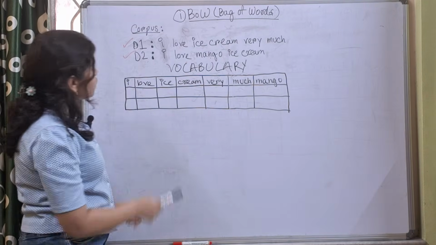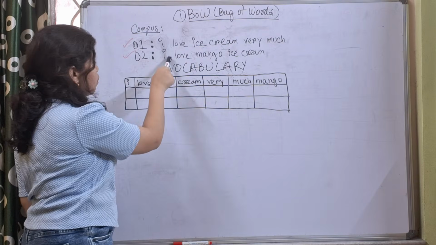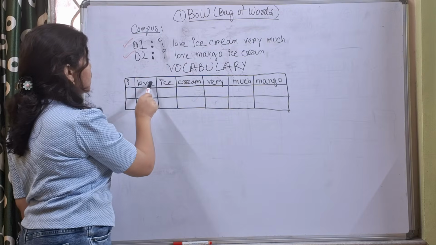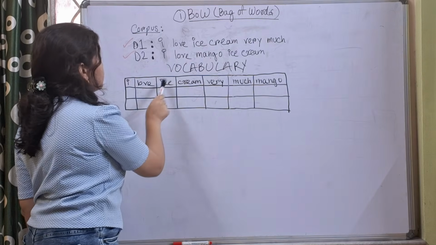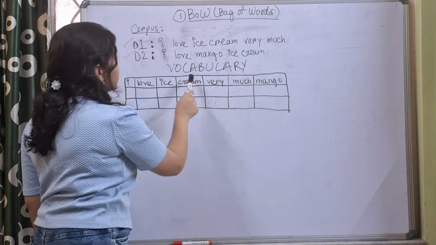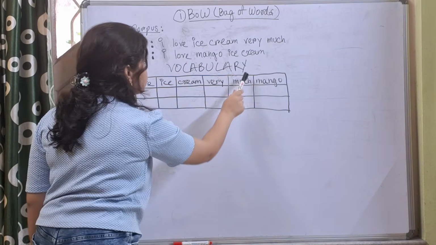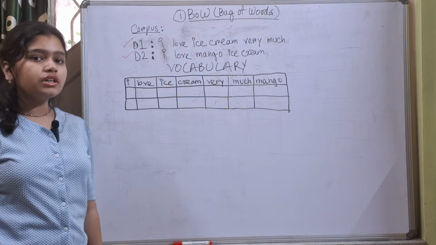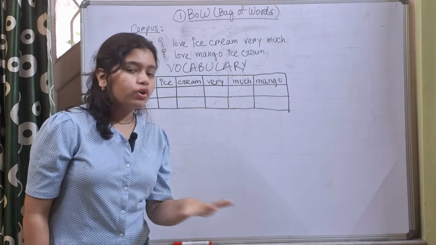That is, all the unique words are: I, from both the documents I have taken one I. Love, from both the documents I have taken one love. Ice, from both the documents I have taken one ice. Cream, very, much, and mango. Okay, got it? So I have taken all the unique words. I have built my vocabulary.